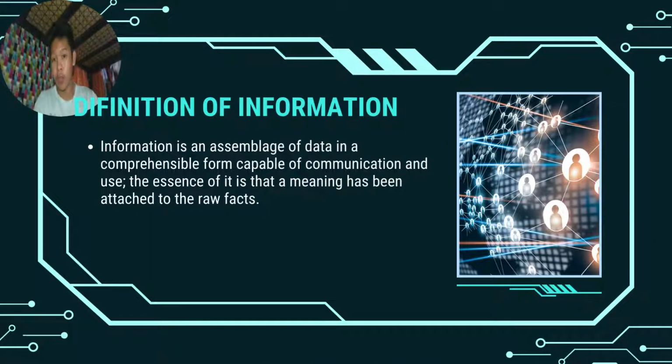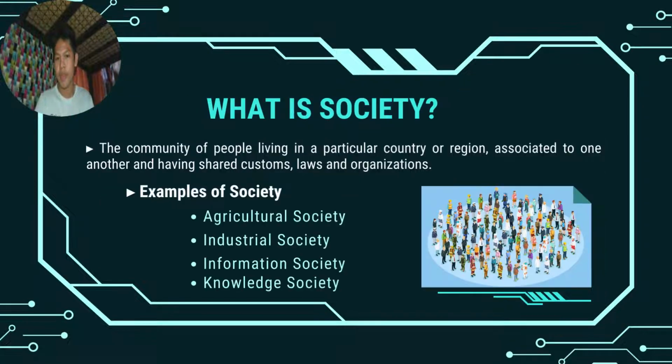The definition of information is an assemblage of data in a comprehensible form capable of communication and use. The essence of it is that a meaning has been attached to the raw facts. The next one is, what is society? The community of people living in a particular country or region associated to one another in having shared customs, law, and organization.